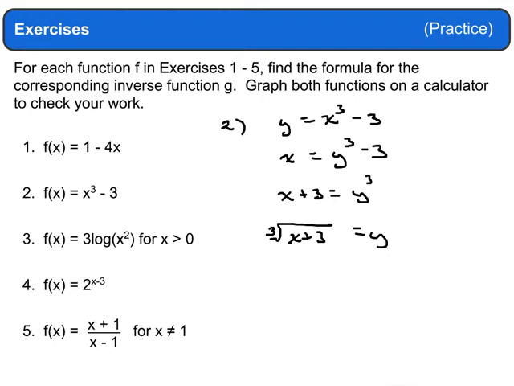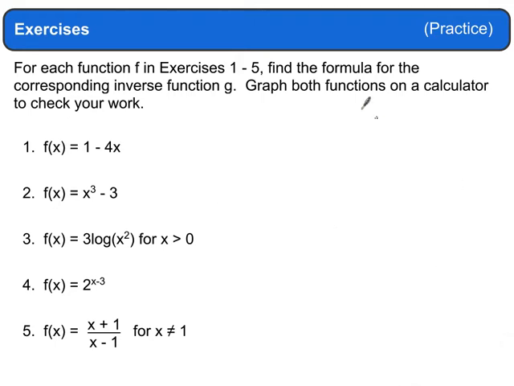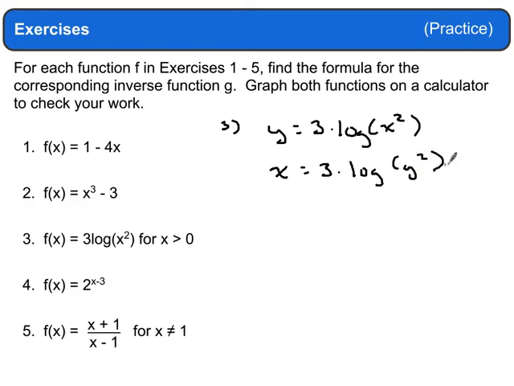So let's look at number 3. Right, we'll write down number 3. It says y equals 3 times the log of x squared. So what we're going to do is take the x and y and switch them. So x equals 3 times the log of y squared.